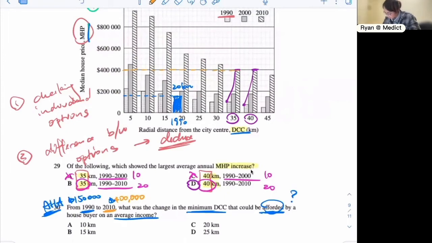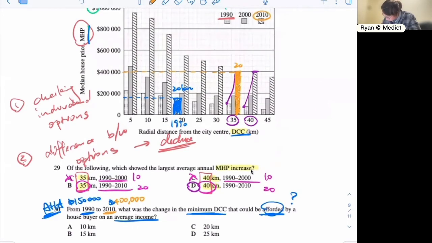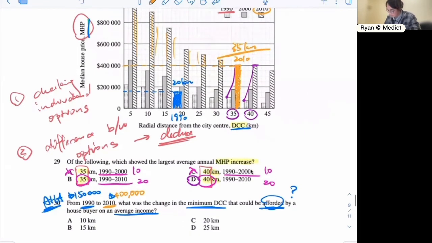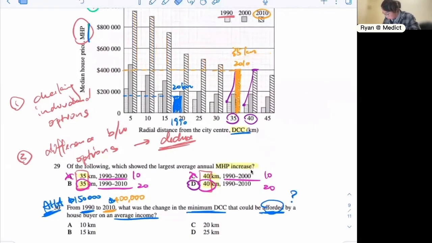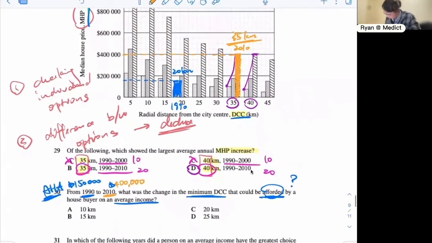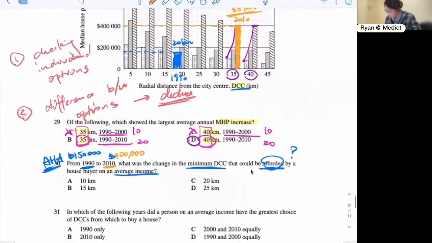Okay, and not, right? Because we're looking at 2010. Remember, 2010. So in 2010, you would have something like 35 kilometers as the minimum DCC you can afford, right? Because you can't really afford anything above. You can't really afford those things. These are too expensive for your average income. So what you can afford is essentially 35 kilometers away from the city center, which is DCC. So what's the change? The change is 35 minus 20, which gives us 15.